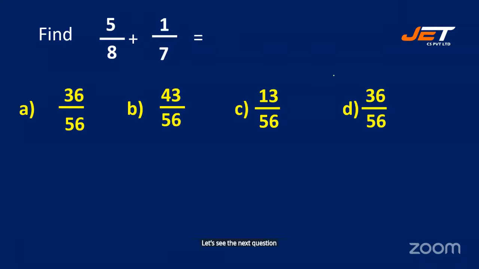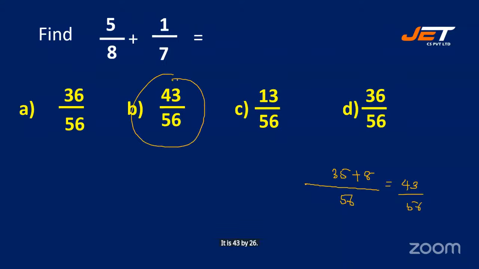5 by 8 plus 1 by 7. 8 and 7 LCM is 56. So 7 5s are 35 plus 1 into 8, 8. It is 43 by 56. Okay, let's see how many of you have given option B.